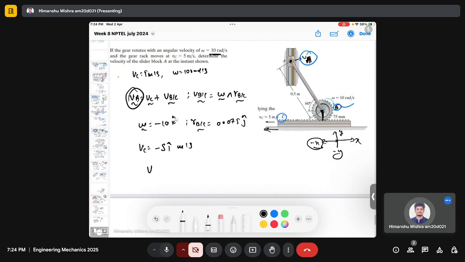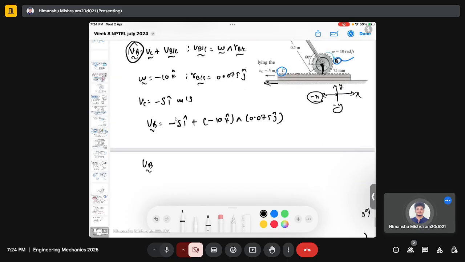So it will be minus 5i plus minus 10k cross product with 0.075j. So my Vb will be minus 5i plus the cross product term. So first evaluating the cross product term, we already know, we have solved many problems, that if we take the cross product between k and j, we will get the answer in the minus i direction. And for magnitude, we just multiply these scalar quantities.